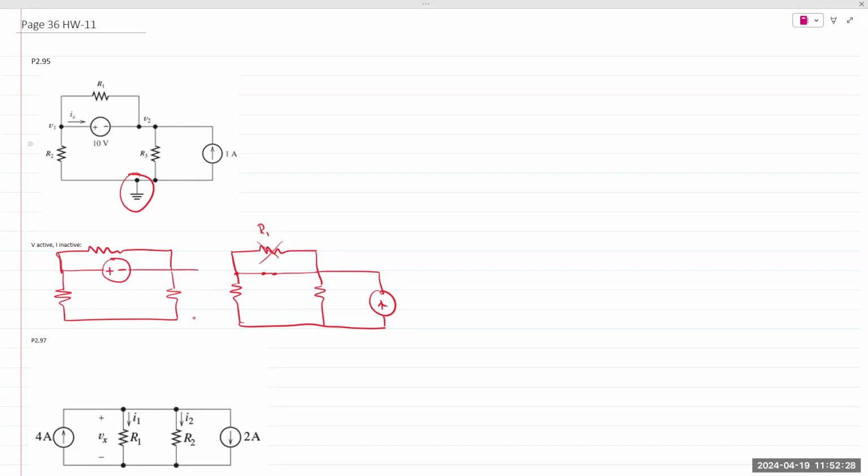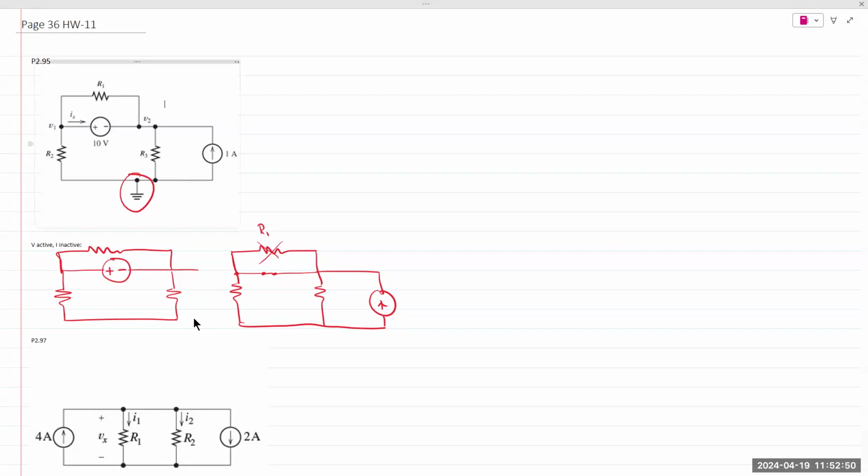If we flip the ground and we connect it somewhere here, R1, R2, R3 will still have the same values. Req as seen by the voltage source and the current source will remain exactly the same. It is simply indicating the point of reference for voltage measurements. That's all it's doing.